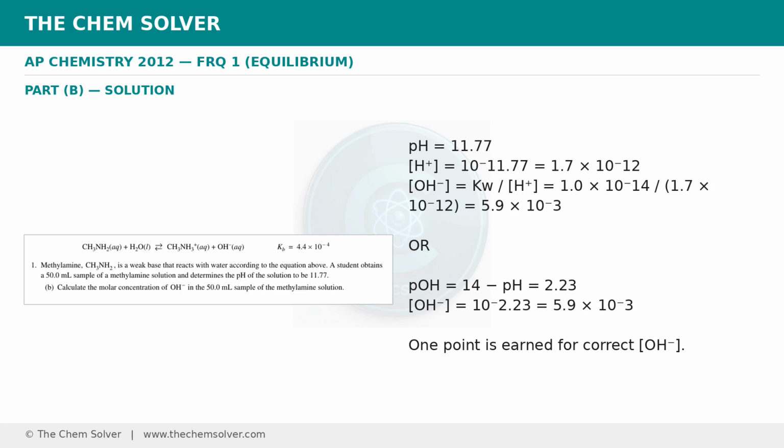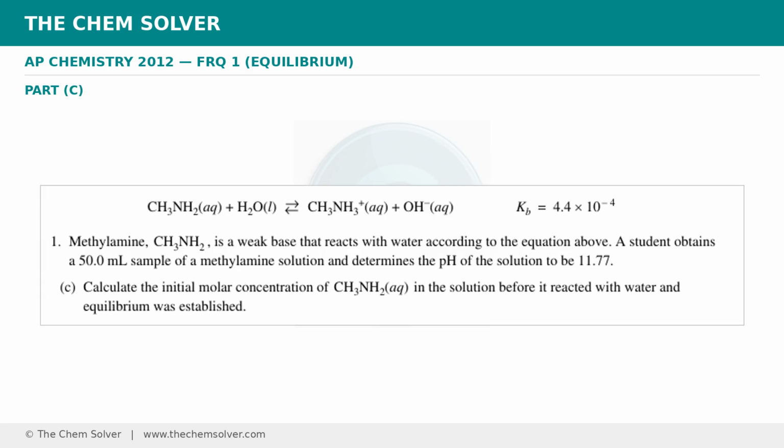OH- equals 10 to the power negative 2.23, which is equal to 5.9 times 10 to the power negative 3. 1 point is earned for correct OH-. Calculate the initial molar concentration of CH3NH2 in the solution before it reacted with water and equilibrium was established.